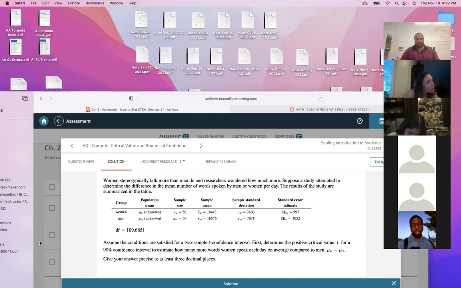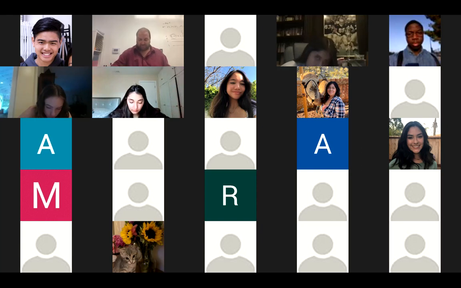Assume the conditions are satisfied for a 2-sample T confidence interval. First, determine the positive critical value T for a 90% confidence interval, to estimate how many more words spoken each day on average compared to men. So T is going to be equal to X1 or XW bar minus, okay, so I can't, all right, I'll share again. What do I have? The question.